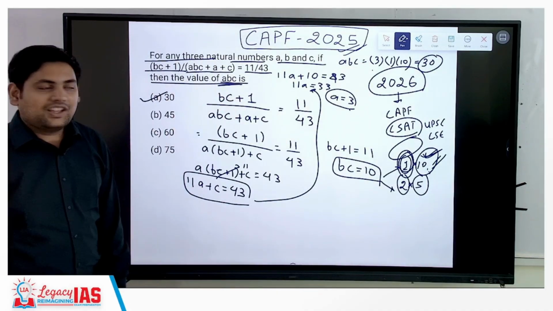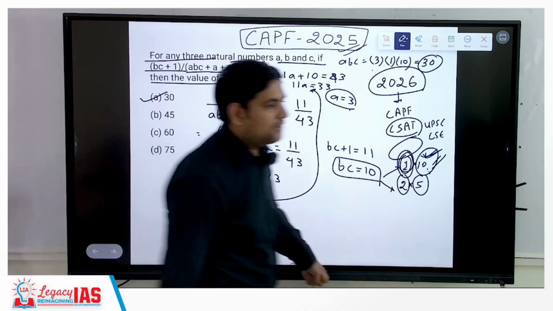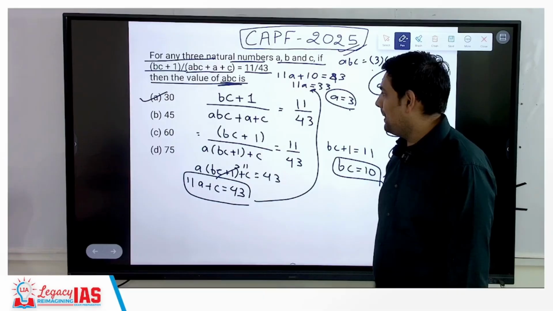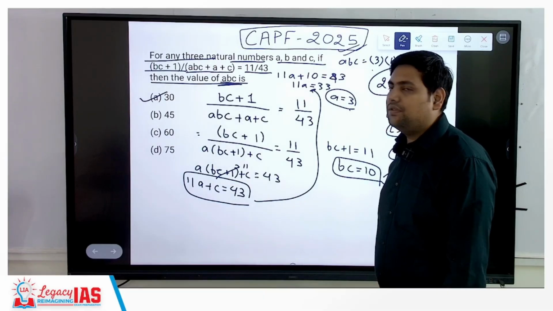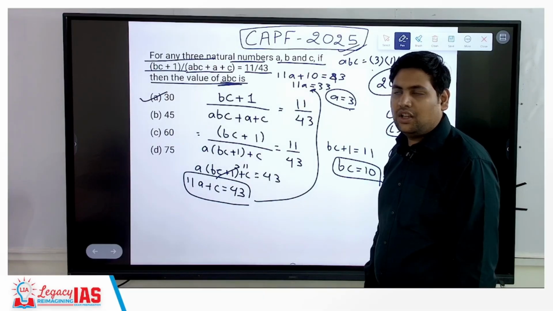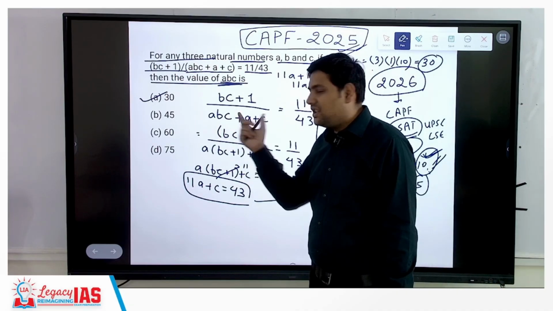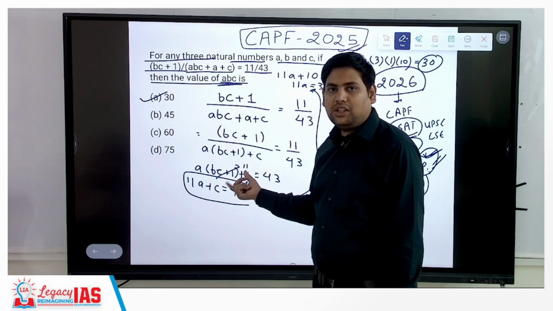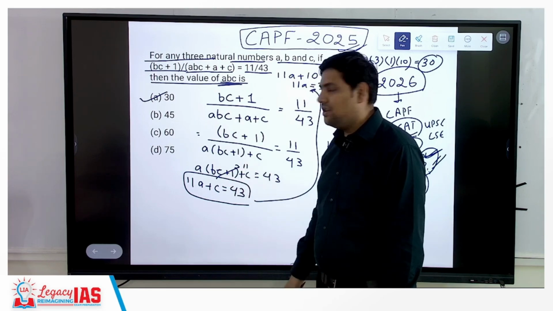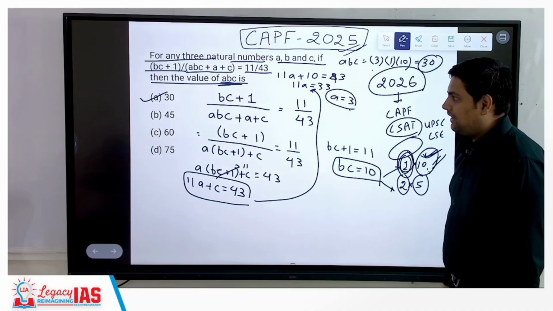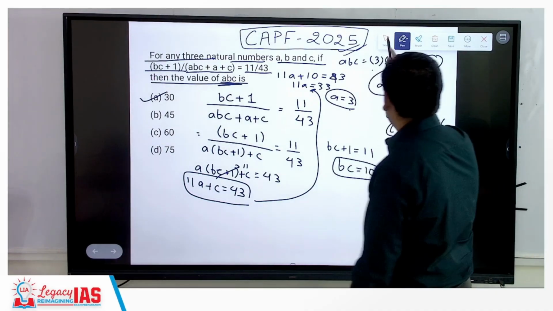That's it. That is how you had to think about it and do it. Understood? There is no fixed technique to solve this. This is just basic manipulation. If you see BC plus 1 here, can you create something similar in the denominator? This is the only thing you can think of. Okay? Then get to the answer. That's it. Let's do the next one.